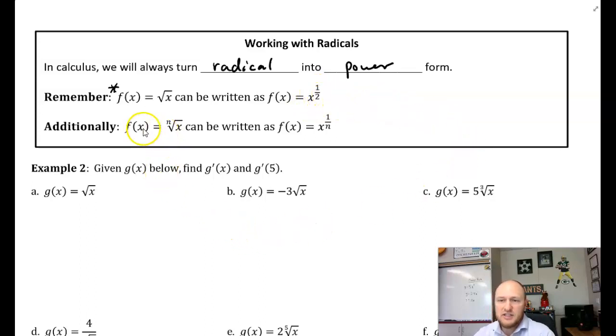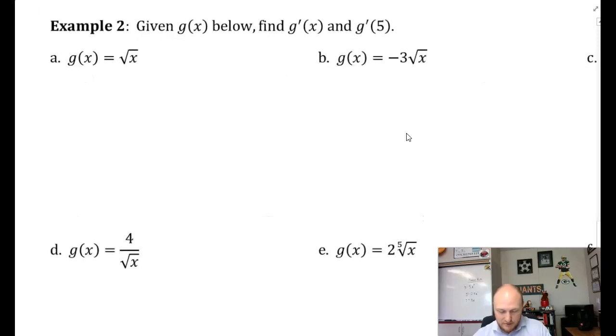And additionally, f of x equals the nth root of x can be written as f of x is equal to x to the power of 1 over n. Okay, we're going to use this idea when we look at these following examples.